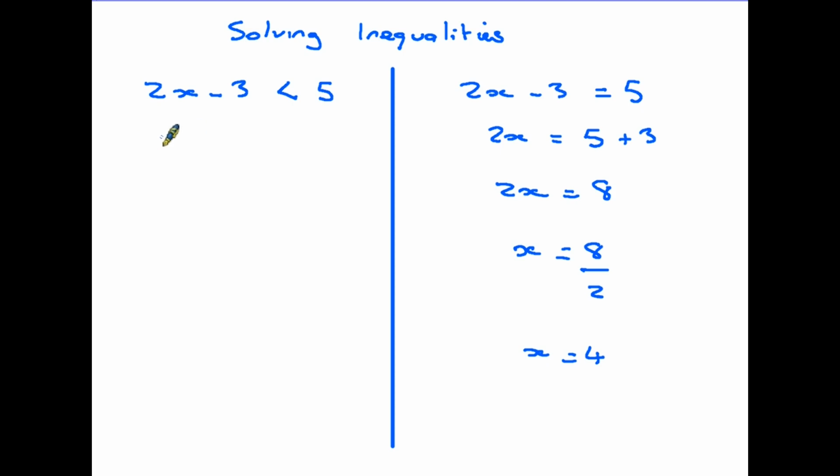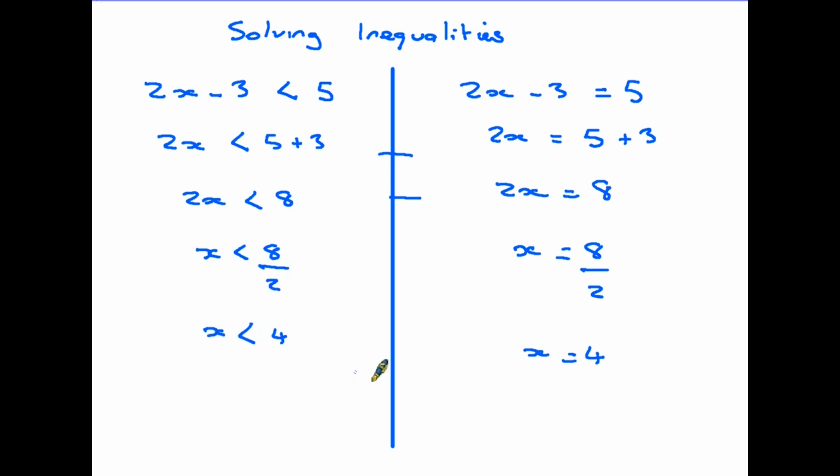And what we are going to find is that in fact the method is identical. Therefore the 5 and the 3 are on this side exactly the same as they are in the equation. The only difference is that I continue to use the smaller than sign. 2x is therefore smaller than 8. See the similarity again across the other side. X is therefore smaller than 8 divided by 2. X is therefore smaller than 4.